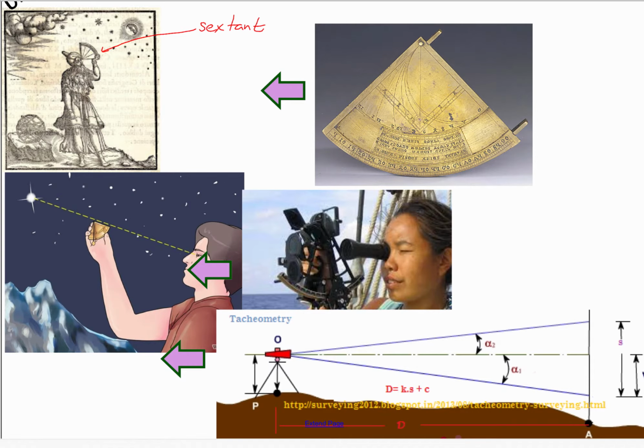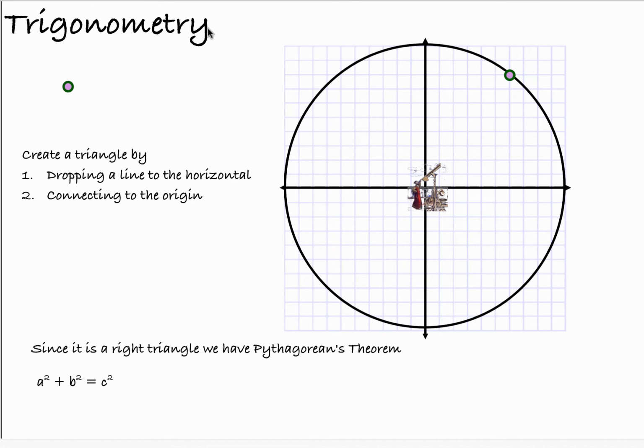So how does this sextant work? Well, it's done by creating a triangle. That's how we get the word trigonometry. Tri means three, gon means side, and metry means measure. So it's a three-sided measure. Three sides is a triangle.